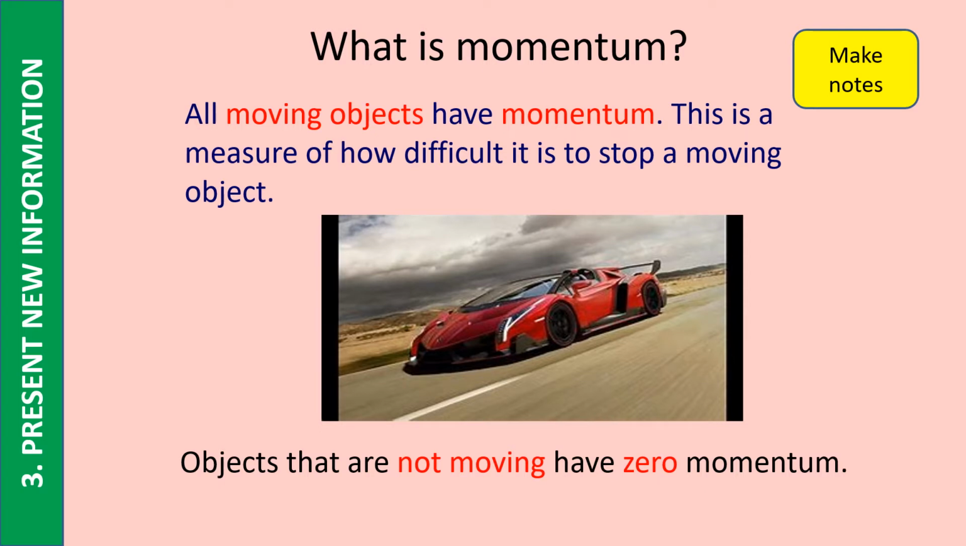All objects that are moving have a property called momentum. This is a measure of how difficult it is to stop a moving object. Now, the first key point you need to know from this definition is that objects that are not moving have zero momentum.